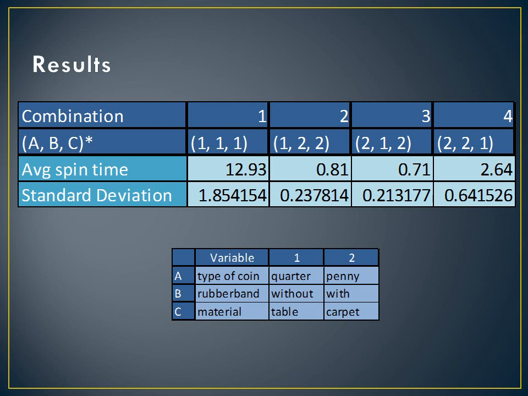These are our results. We did 4 combinations. First, a quarter without a rubber band on a table. Then we tested a quarter with rubber band on carpet. Then we tested a penny without a rubber band on carpet, and a penny with a rubber band on the table. These are our average spin times for each trial and the standard deviation.